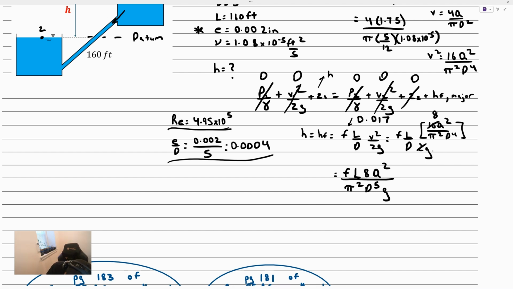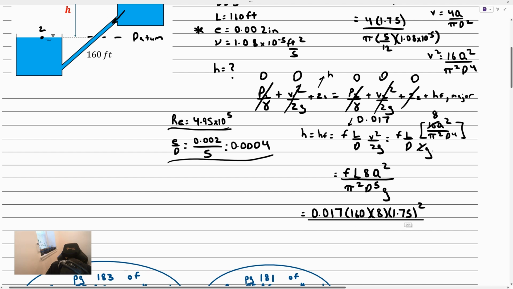Now that we have all of this, let's go ahead and plug in. We have that f. We found that from the Moody diagram, 0.017. The length was 160 feet. Multiply that by 8, and we know our flow rate was 1.75 squared. We have a pi squared in the denominator, a 5 to the fifth, as well as a gravity term. Now this was an English units problem, so our gravity is 32.2.